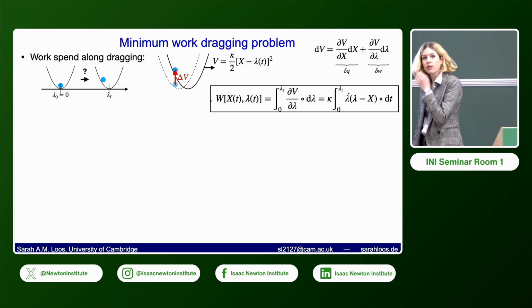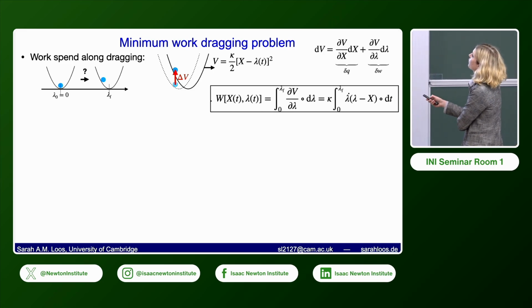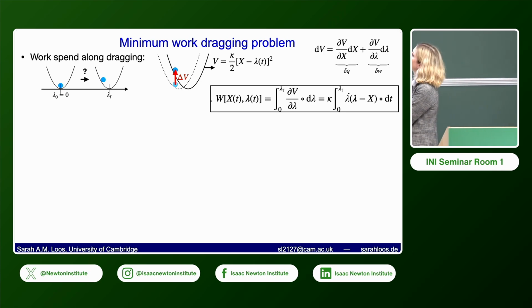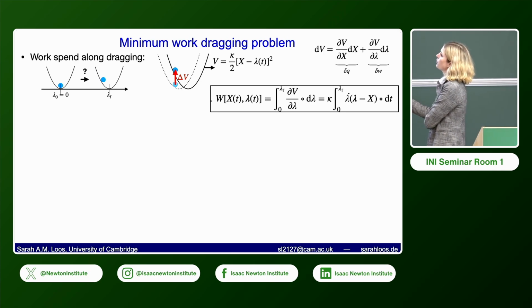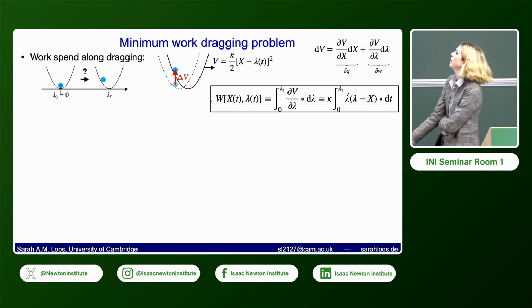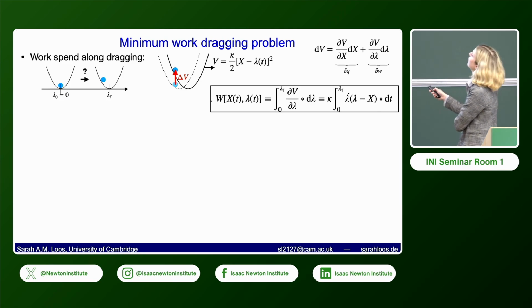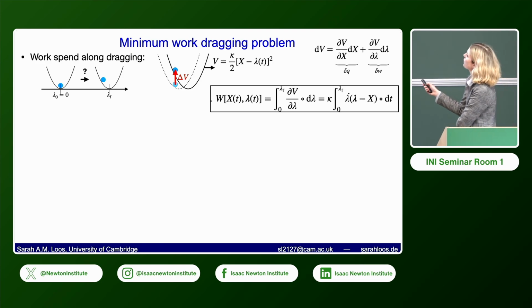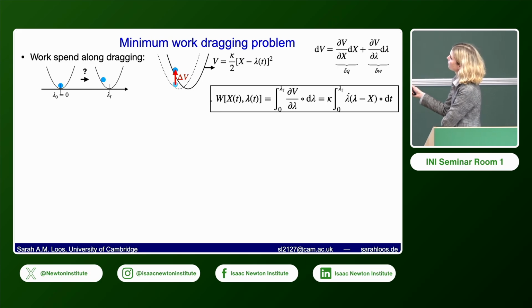Okay, so first we need to think about what is the work that we have to spend in this case anyway. So clearly, if you move the trap, what you do is you increase the potential energy of the particle. So this is the work that you need to spend. And if you look at the differential of the potential energy, you see that it's composed of two terms. So the first term can be identified as the heat, and the second term can be identified as the work. So this is now the work that we need to spend, which is this simple functional here.